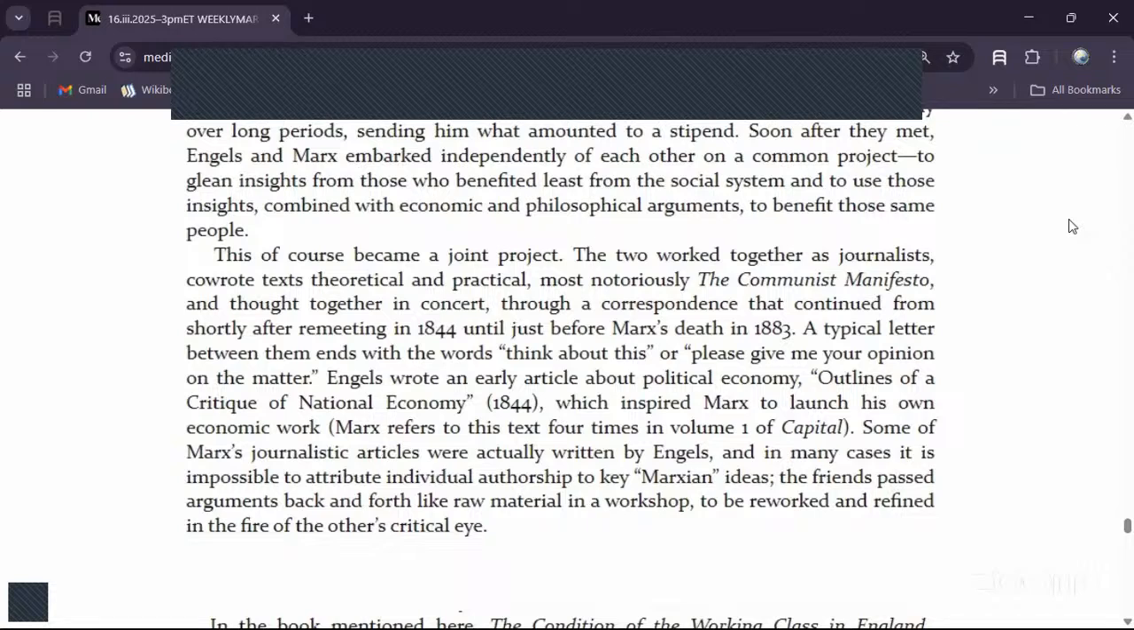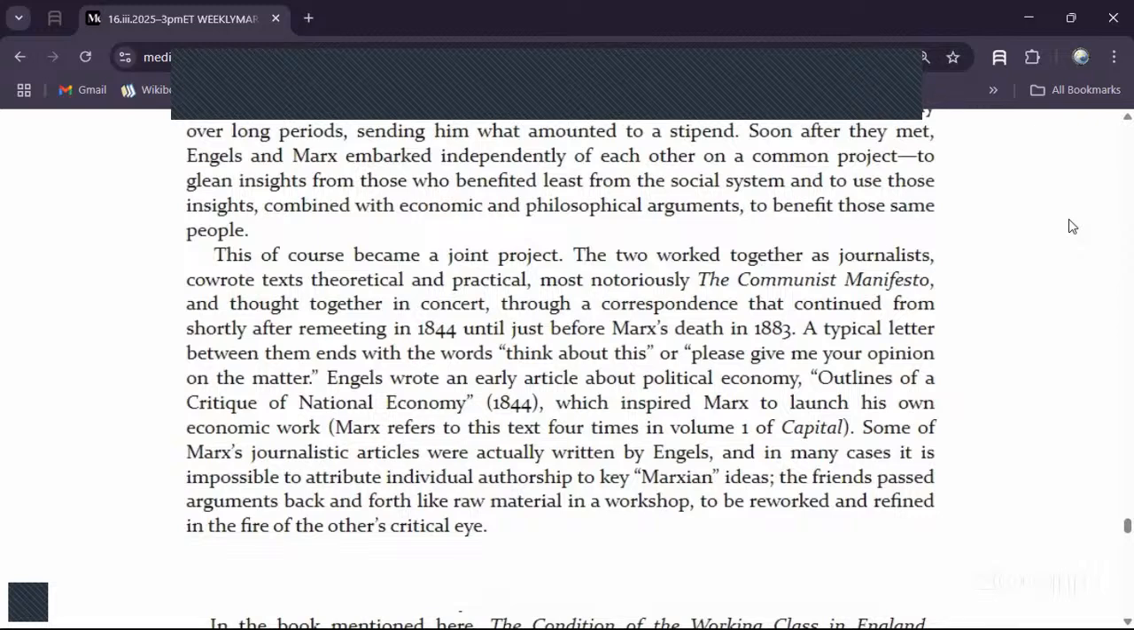A typical letter between them ends with the words, "Think about this," or "Please give me your opinion on the matter." Engels wrote an early article about political economy, Outlines of a Critique of National Economy, 1844, which inspired Marx to launch his own economic work. Marx refers to this text 4 times in Volume 1 of Capital.